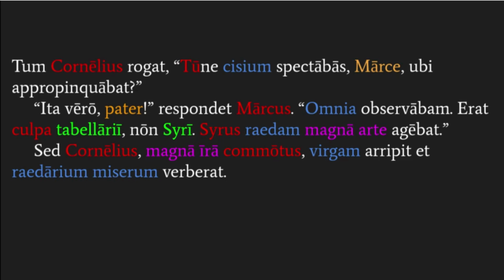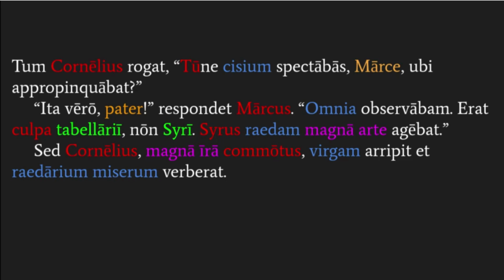He says, tune quisium spectabas. Again, the ne on tune just means you're asking a yes or no question. Pretend it's not there. So tu is our subject, you, which makes sense because our verb is spectabas, right? You were watching. But again, because you're asking a question, he's saying, were you watching? Right, so he says, "Were you watching, Marcus, the quisium when it was approaching? Apropinquabat, it was approaching." So he's asking Marcus, "Were you watching this? What was the quisium doing? The chariot, right?" And then Marcus answers, "Ita vero pater," respondet Marcus, "omnia observabam."